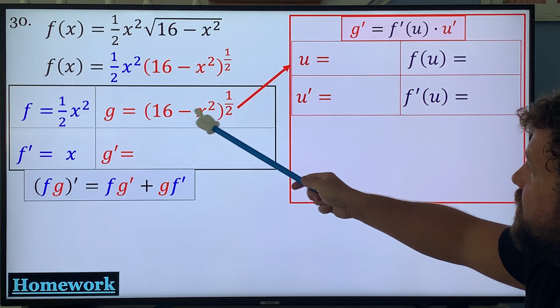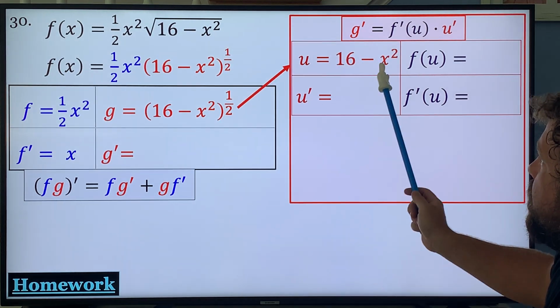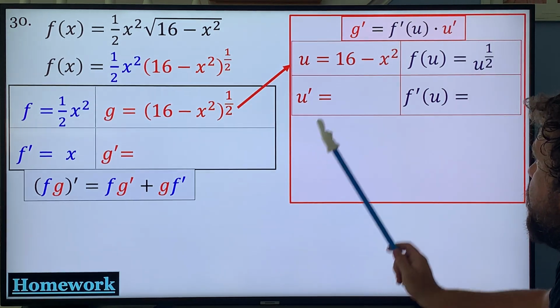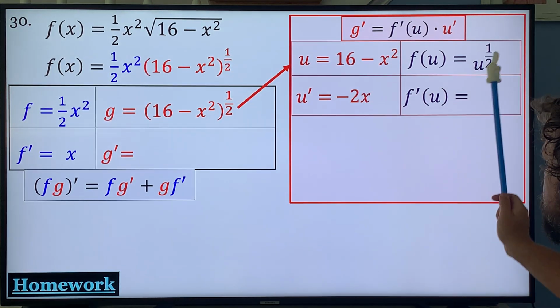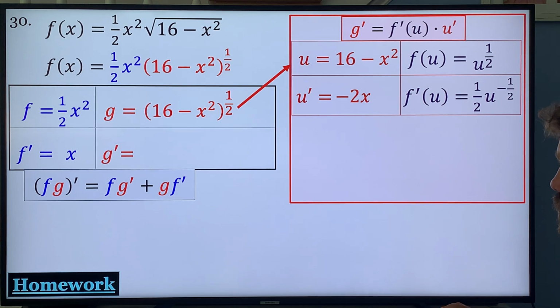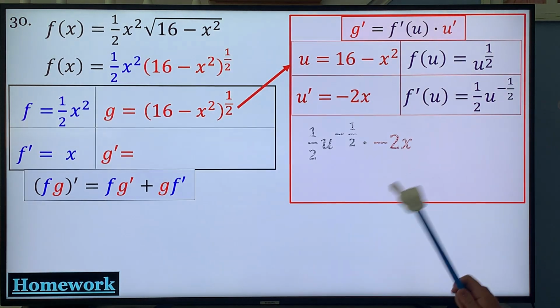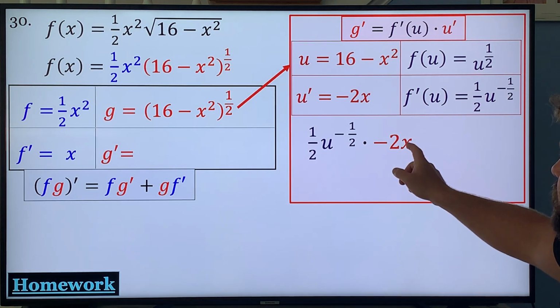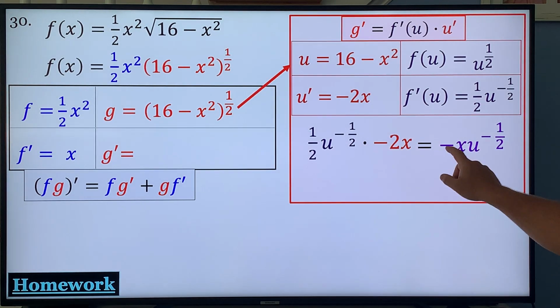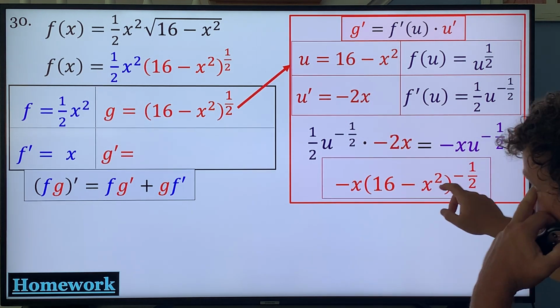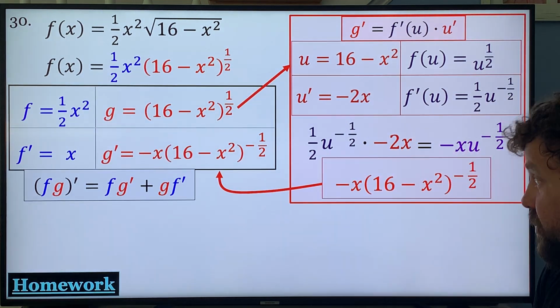U inside, 16 minus x squared. Derivative of that is f of u to the 1/2. Negative 2x, 1/2 u to the negative 1/2. Follow me still? Negative 2 times this stuff. Half of negative 2x is just negative x, u to the negative 1/2. Negative x, 16 minus x squared to the negative 1/2, which is my g prime.